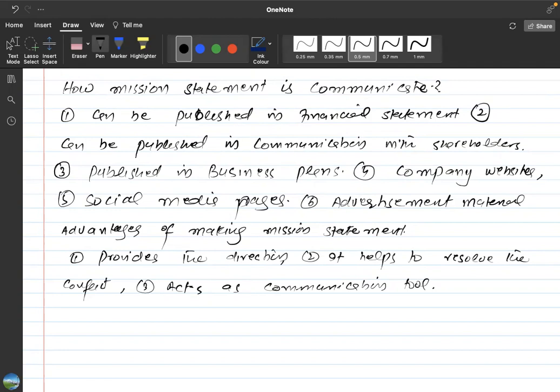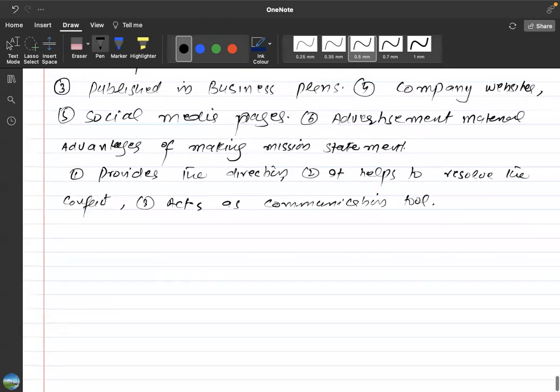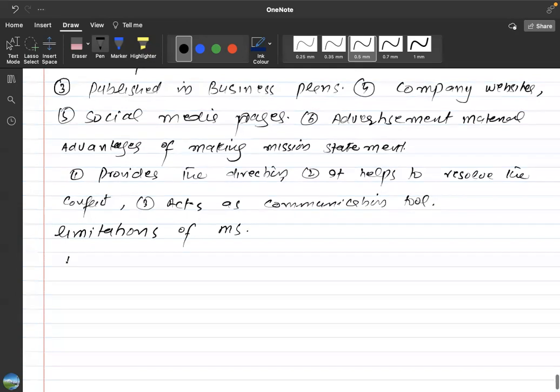When we have the advantages of the mission statement, we have the limitations of the mission statement too. We'll talk about the limitations now. We say that the mission statement is written in a very general and vague way. Sometimes it does not describe anything clear.